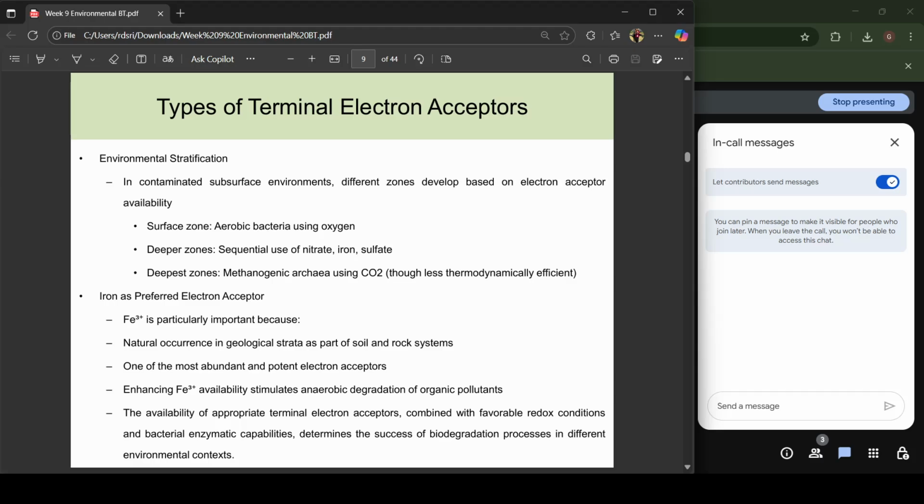So when we ensure the availability of proper terminal electron acceptors, proper redox conditions, and proper bacteria, we can guarantee a good biodegradation process in a particular environment. The three things that we need are terminal electron acceptors, redox conditions, and suitable catalytic microorganisms.